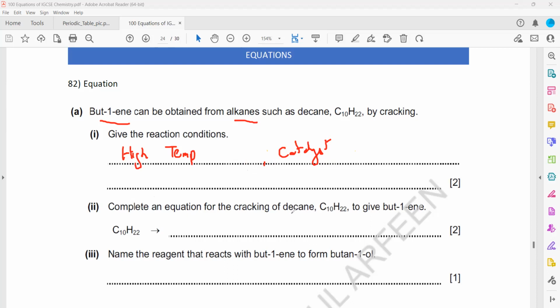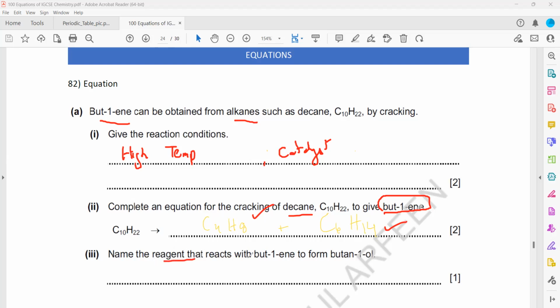Complete an equation for the cracking of decane, C10H22, to give butene. One of the products is butene. You can use the screen annotation or mic or chat to answer. So butene will be C4H8. Out of 10, if we use 4 here, we are left with 6. And out of 22, we use 8, so we are left with 14. So C4H8 and C6H14 will be there. Because if one of the products is an alkene, another one is an alkane. Sometimes we have multiple alkenes, more than one alkene. So one of the products is always an alkene, and the rest will be alkanes.